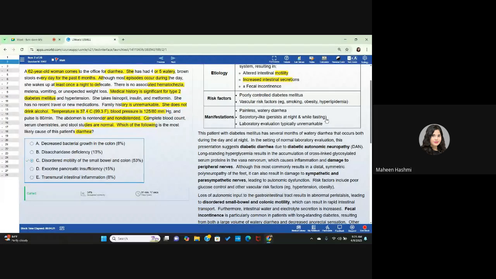Secretory diarrhea may be due to a diabetic reason. It may be due to an infectious reason. Vibrio cholerae is also secretory in nature. It causes a voluminous diarrhea as well. So that's the differentiation between secretory diarrhea and osmotic diarrhea. Okay.